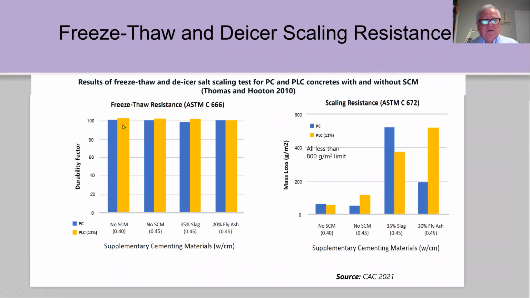And same with freeze-thaw resistance. All these yellow bars are Portland limestone cements. The blue bars are Portland cements at different water binder ratios, and also with slag and with fly ash. And there's no difference in freeze-thaw performance. The scaling performance is not affected by the limestone. Although the numbers on the right are higher, they're still well within acceptable limits. And largely the higher values with SCMs here are an artifact of the specific scaling test of ASTM. They don't allow for the different finishing times and the different curing times required for these materials. So therefore, they always perform worse in the lab tests, but they don't perform worse in the field.